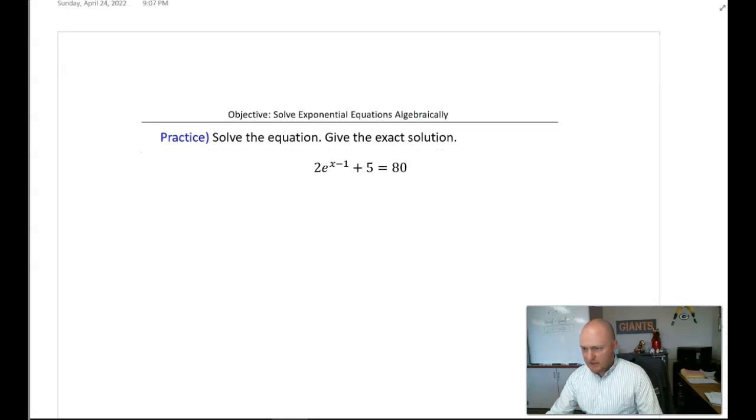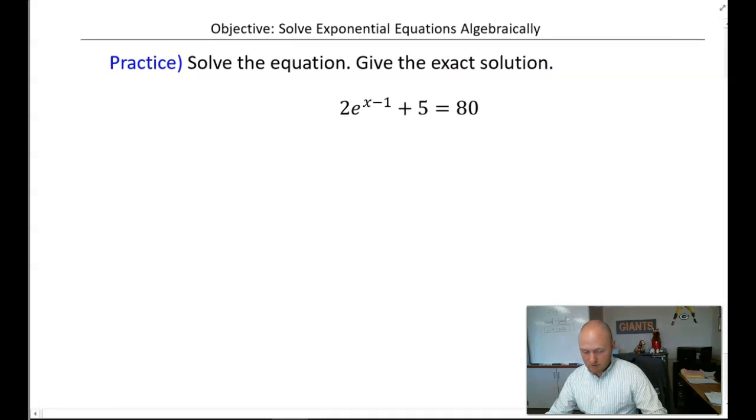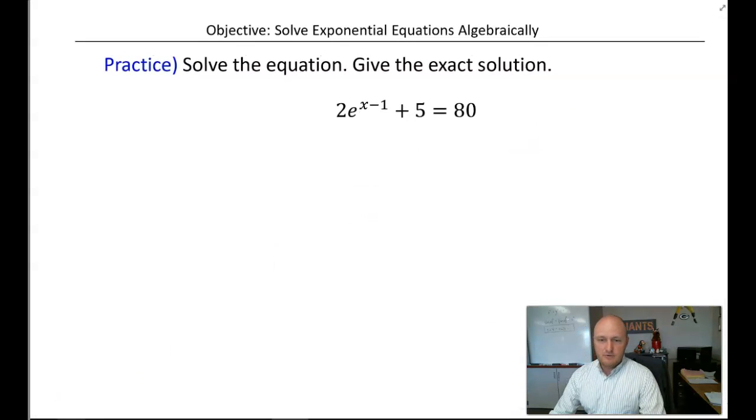Okay, here is the next practice one. I think this is the last practice problem. Go ahead, try this, and I'll show you the answer here in a second. All right, here is the solution.